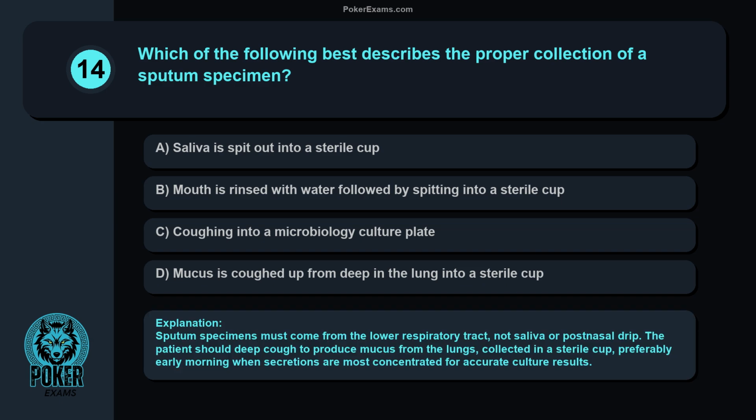Sputum specimens must come from the lower respiratory tract, not saliva or postnasal drip. The patient should deep cough to produce mucus from the lungs, collected in a sterile cup, preferably early morning when secretions are most concentrated for accurate culture results.